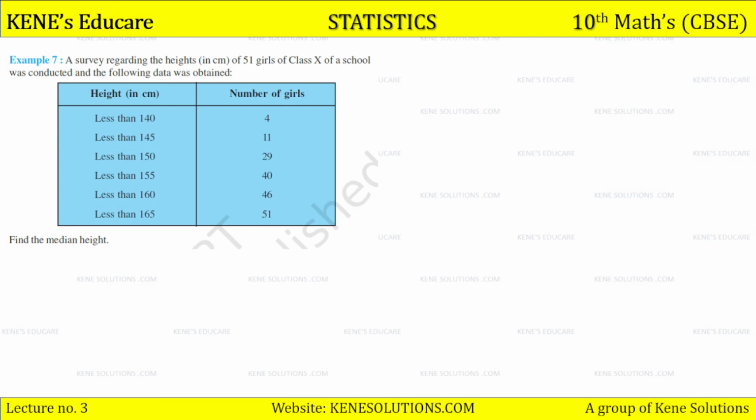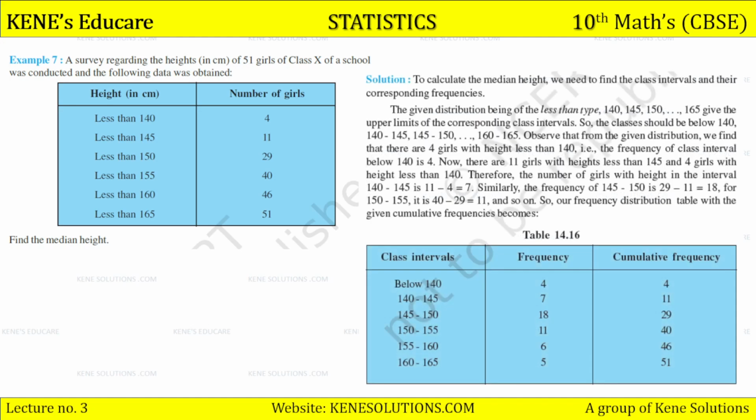A survey regarding the heights of 51 girls of class 10 of a school was conducted and the following data was obtained. Height is here, number of girls is given here: less than 140, number of girls 4, 11, 29, 40, 46 and 51. Find the median height. So here students, to calculate the median height we need to find the class intervals and their corresponding frequencies. Correct.